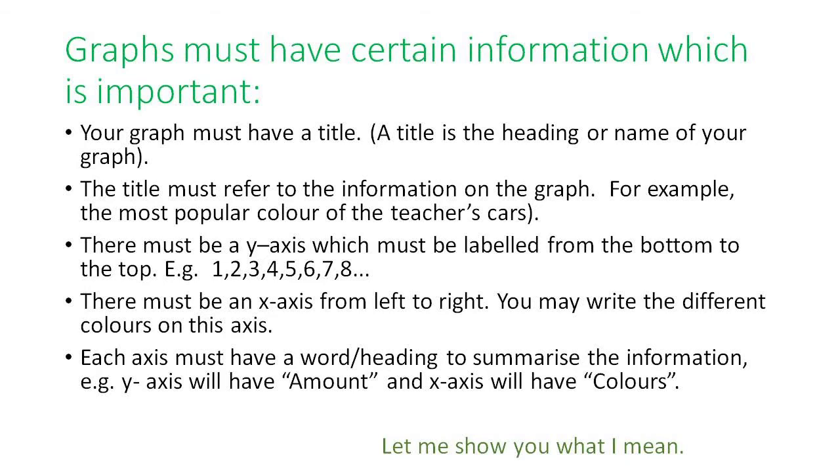So usually the words, the labels, go on the x-axis at the bottom, and the y-axis running from top to bottom, on the side, is usually the numbers. Each axis must have a word or a heading to summarize the information. So we have to give each axis a title, a heading, to tell us what it's about. So for this example, our y-axis on the side would be amount, because we were counting how many cars are of a specific color. And the x-axis will have colors, because we are looking at the colors of the teacher's cars. So on the next slide, I'm going to show you what I mean.